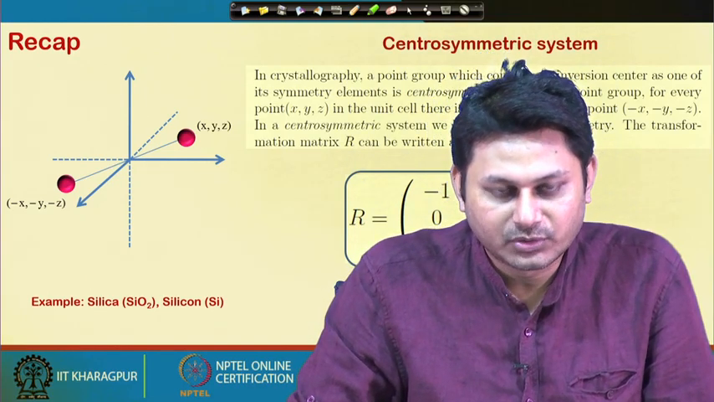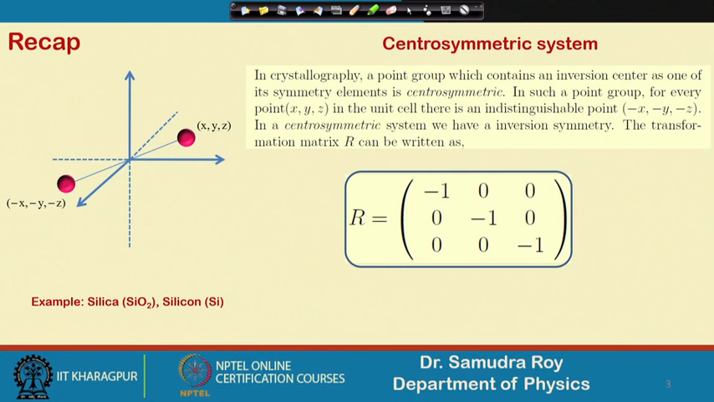So, let us go back to the slides. This is something we have already done: the centrosymmetric system. Why are we discussing the centrosymmetric system in this particular class? That is important, because the centrosymmetric system is such a system where we have the effect of Chi2 equal to 0.